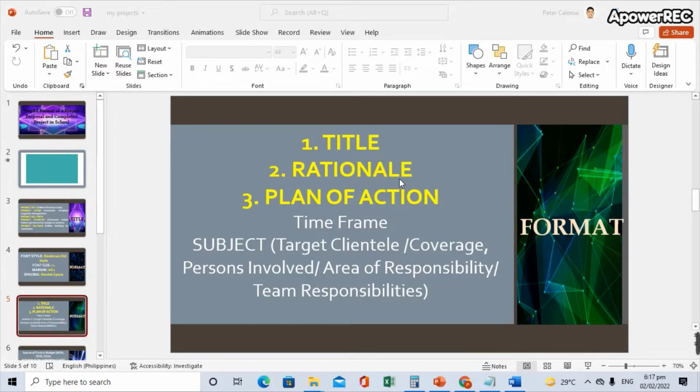Second is your rationale. In creating your rationale, it should be deductive method. It means that you need to start from a global perspective down to local. Okay, and in your rationale, first to second paragraph, it would be okay if it's your personal idea. It's very important that the first to second paragraph must be your personal idea.